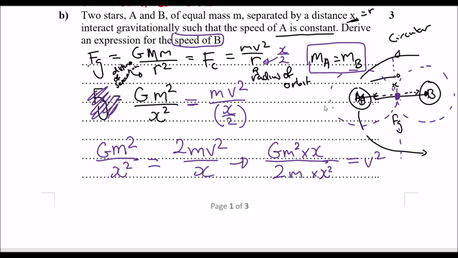So this x is going to be cancelled out. This x will become just x. This m cancels out, we get m here. So it's big G m divided by 2x. Root that to get v. So the velocity of our B orbit here is equal to the square root of Gm over 2x. And that's how you do this question here.